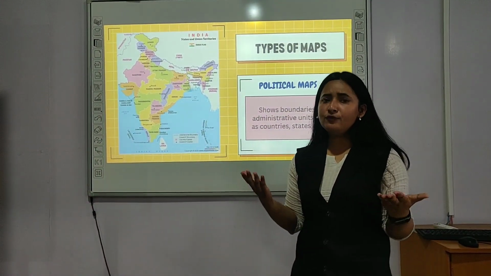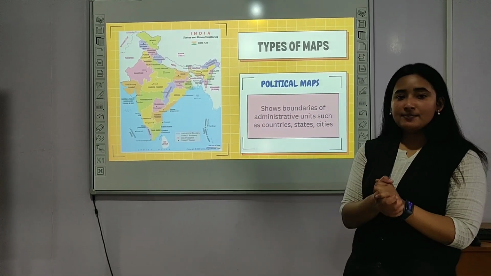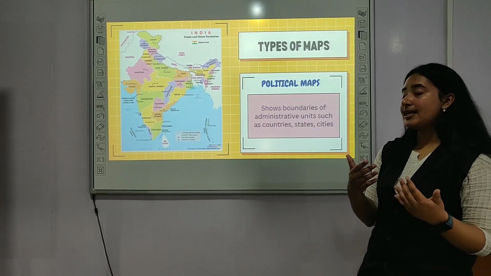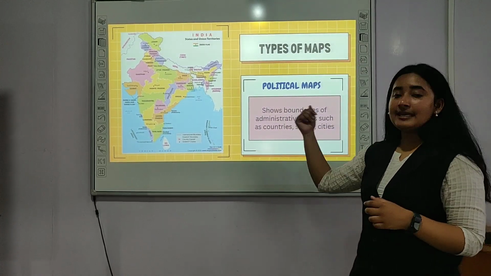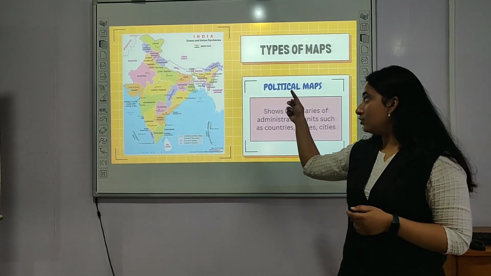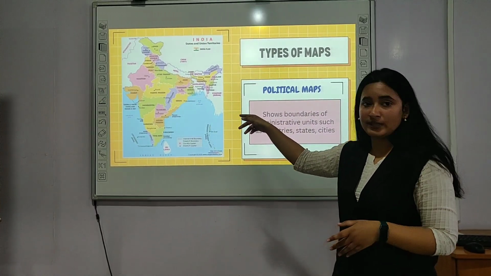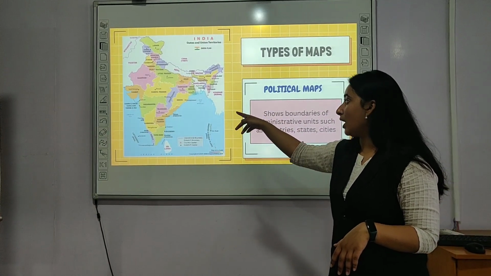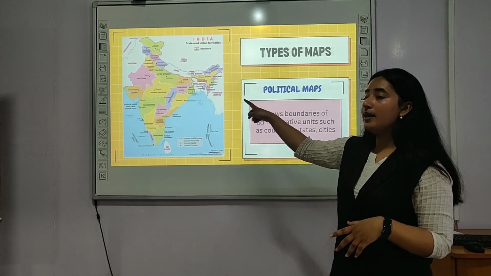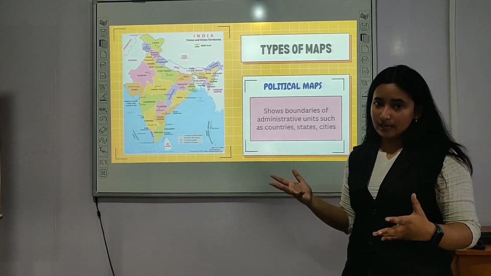The next is types of maps. So today we will learn about four types of maps. The first is political map. What is a political map? Political maps are those maps which show boundaries of administrative units such as countries, states, cities. So we can see here an example of a political map of India. Here you can see the borders of countries like China, Nepal, Pakistan, as well as borders of states within the country, which is Maharashtra, Mumbai you can see marked here, and then you can see Telangana, Chhattisgarh, Madhya Pradesh. So you can politically see the borders of administrative units.